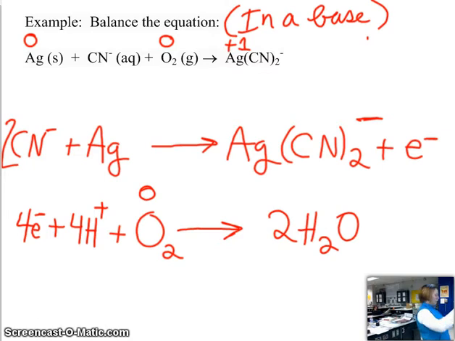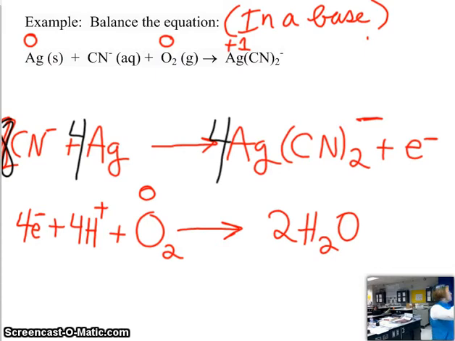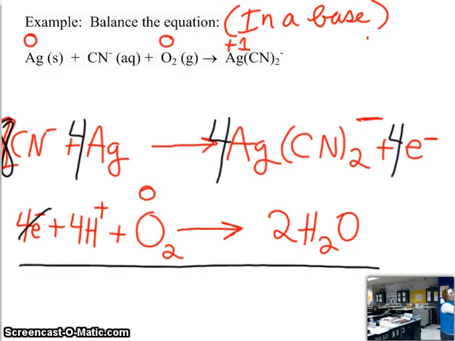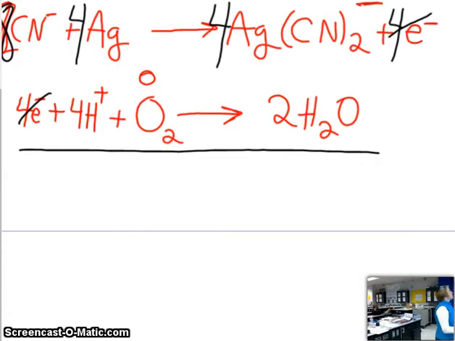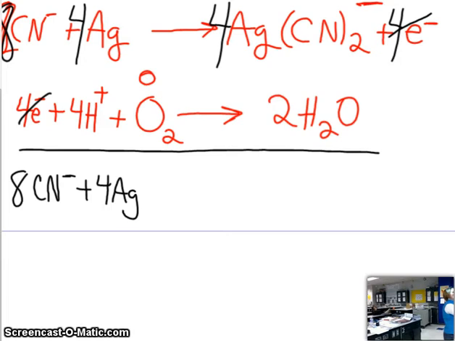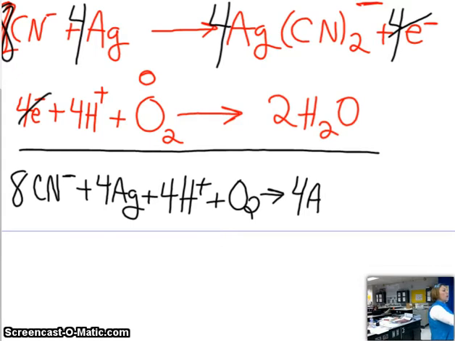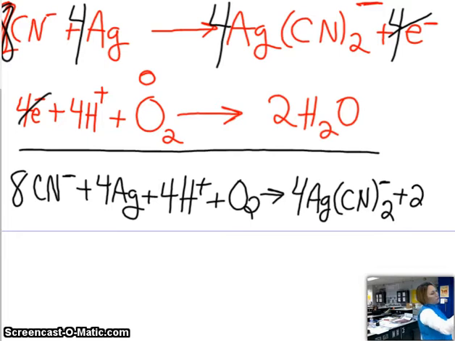So we have to multiply everybody in this top equation by 4. So this becomes 8 CN minuses, 4 Ags, 4 Ag(CN)2 minuses, and 4 electrons. Now put these back together. The electrons cancel out, and what you're left with here are 8 CN minuses plus 4 Ags plus 4 H pluses plus O2 goes to make 4 Ag(CN)2 minuses plus 2 waters.